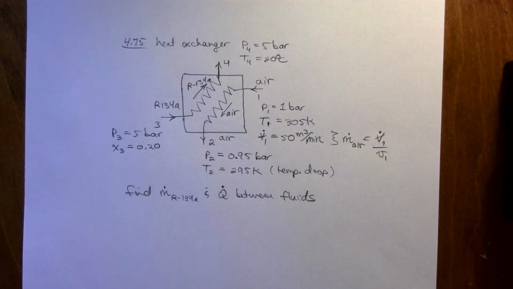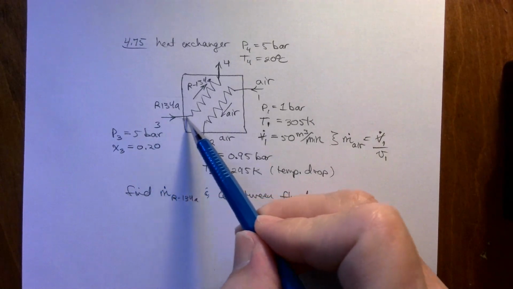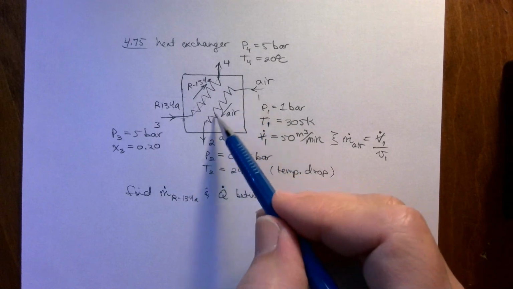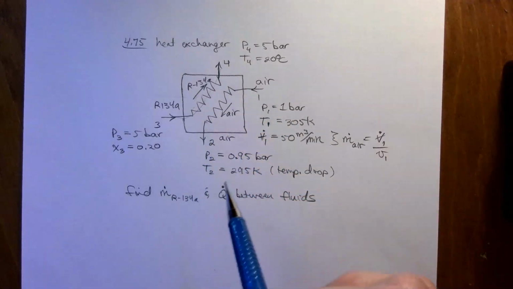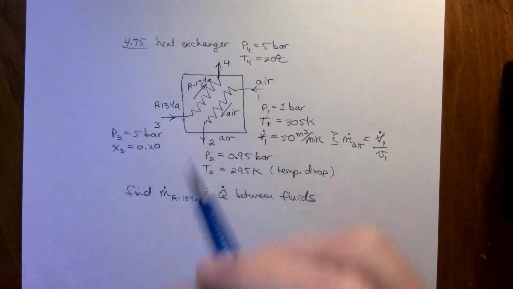So here's a heat exchanger, problem 475. Refrigerant 134a is passing through one pipe network. Air is passing through another pipe network. The drawing looks a little bit different. It looks like it's more of a radiator design where you have refrigerant passing internally through pipe flow and air with a fan over the outside of it, but it's effectively the same conceptually.